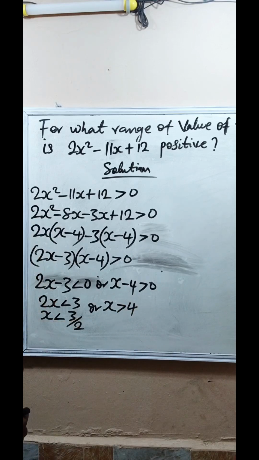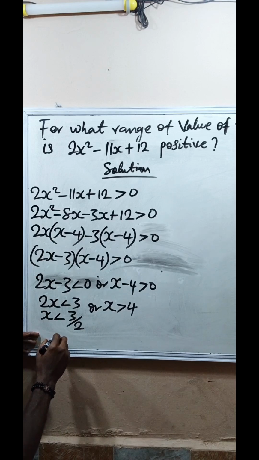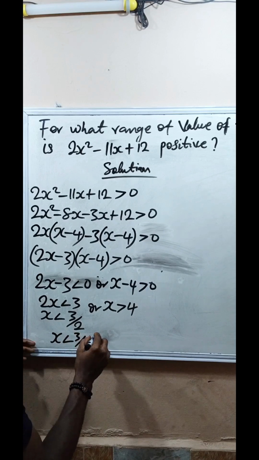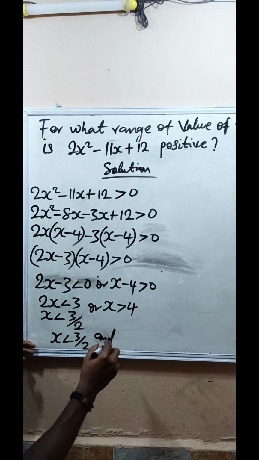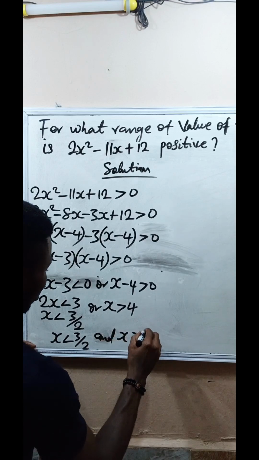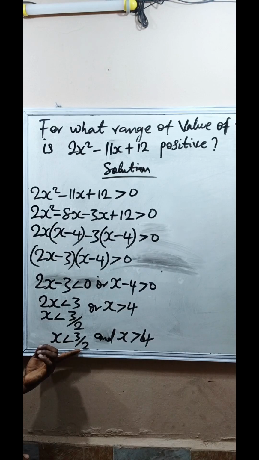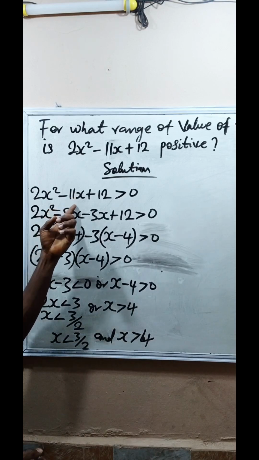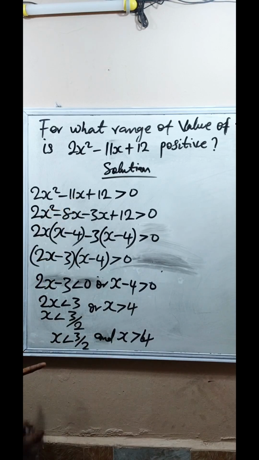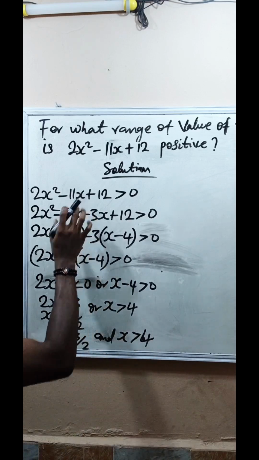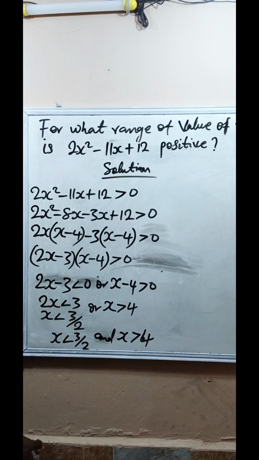So the values where this inequality would be positive are at x less than 3 over 2, and at x greater than 4. Any value of x less than 3 over 2, if you substitute it into this expression, it will be positive. And any value greater than 4, if you substitute it into this expression, it will be positive.